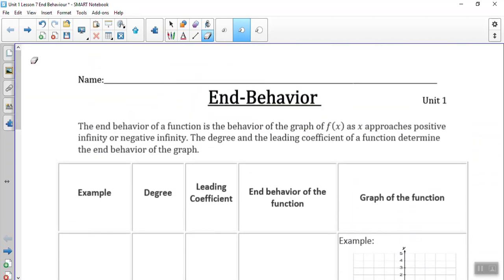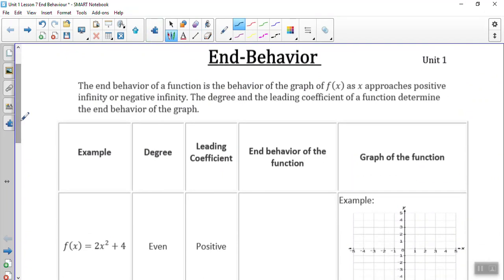Alright class, so this lesson is going to be about end behavior of a function. When we're looking at end behavior, we're looking at the behavior of the graph of f of x as x approaches positive infinity and x approaches negative infinity.